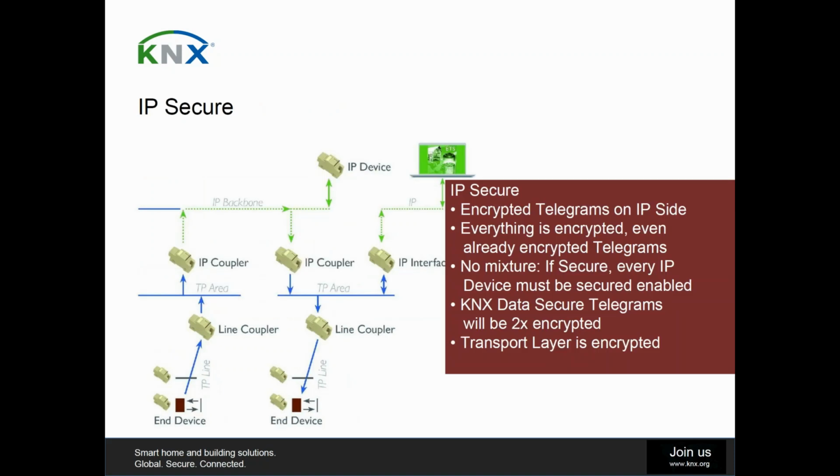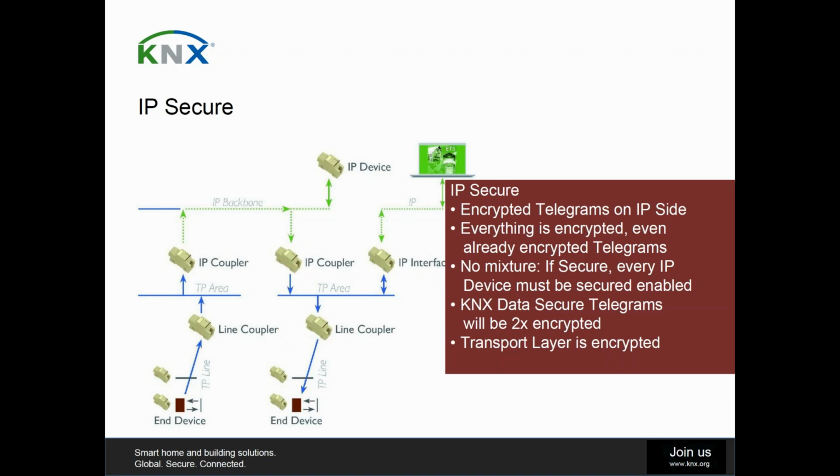IP secure now means that on the IP side everything is encrypted. So once you have, for example, a backbone, then any telegram on the backbone will be encrypted. So there is not a possibility, as it is, for example, in data secure on the TP line, where you have a mixture possible. On the IP backbone, either there is secure communication or there is not. And the same is true from the backbone, or for example, for tunneling.